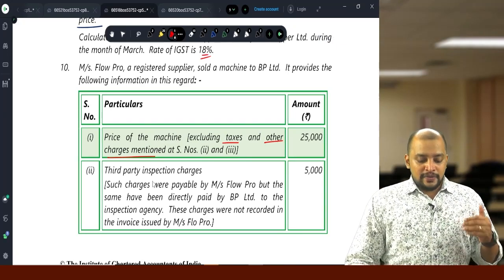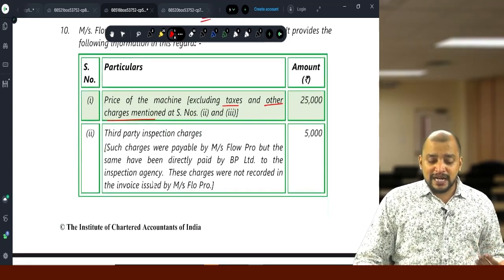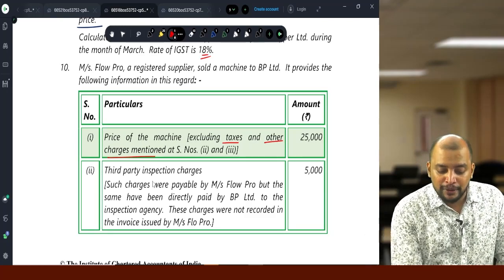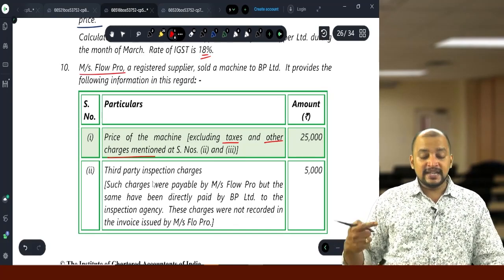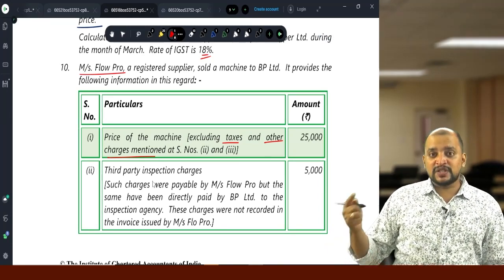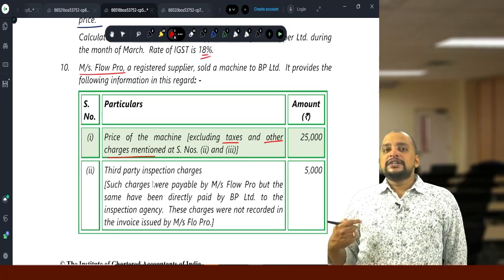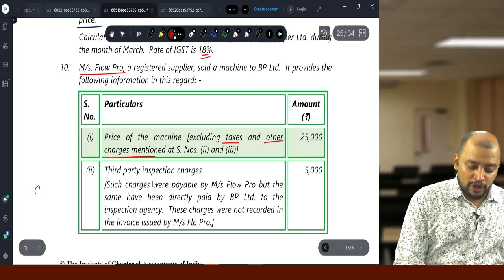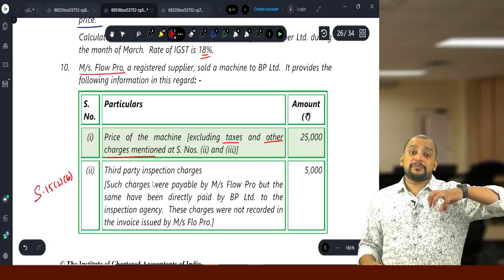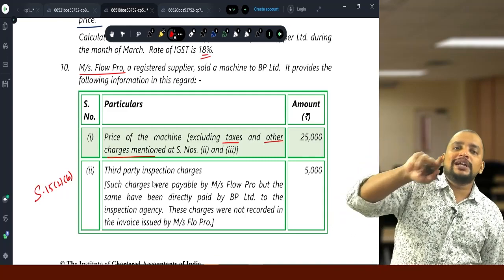Okay. Now third party inspection charges. Such charges were payable by Flowpro. Supplier has to pay the charges, but the same have been paid by BP Limited, the recipient, to the inspection agency. These were not recorded in the invoice. So we have section 15 subsection 2 clause B, one inclusion, which says any amount that the supplier is liable to pay but which is paid by the recipient should be included in the value.